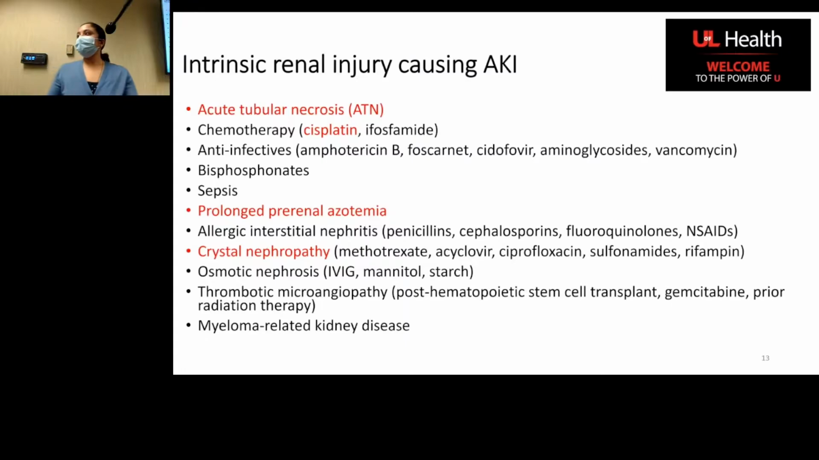Then moving on to the intrinsic renal causes, most common, as we all see, is ATN, which can be from several reasons, like chemotherapy, cisplatin most commonly seen, any prolonged pre-renal condition, interstitial nephritis, crystal nephropathy from methotrexate most commonly, and then thrombotic microangiopathy from certain chemotherapies like gemcitabine, and myeloma-related kidney disease.